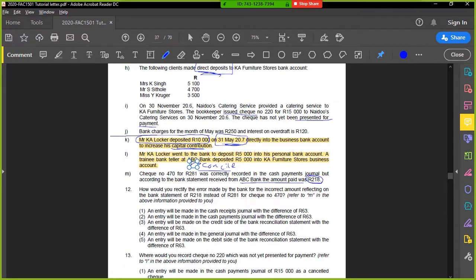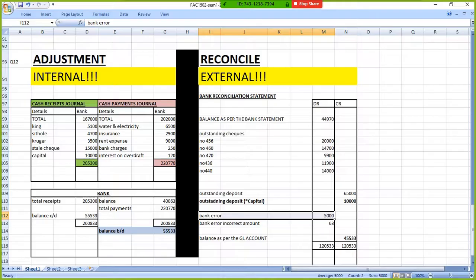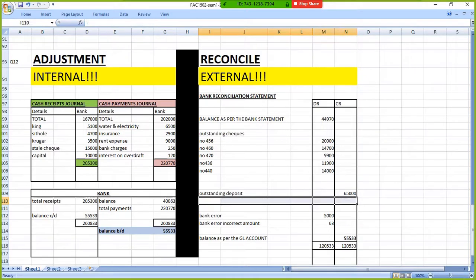I think it's still this one actually then, K. Mr. K. Locker deposited 10,000 direct into the business bank account. Okay, I think this is the consideration. If it was deposited in the bank account, it was processed. I'm making an assumption. I'm assuming this is outstanding. And I think that's incorrect, because it says here that he deposited the money, full stop. They didn't say anything about this being outstanding. Do you see? Right. So I assumed it was outstanding, and that's incorrect. So this outstanding, I'm going to delete.